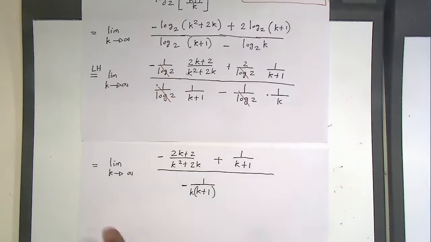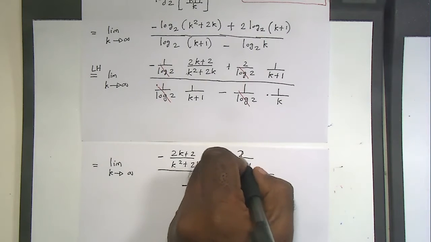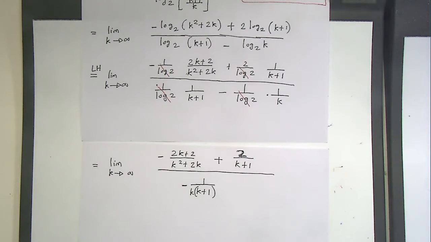Correct me if I'm wrong. Is there a... Sorry? Oh yeah, there's a 2. Yeah, you're right. Thank you, ma'am. Yeah, there should be a 2 here. I left it out. Yeah, thank you.